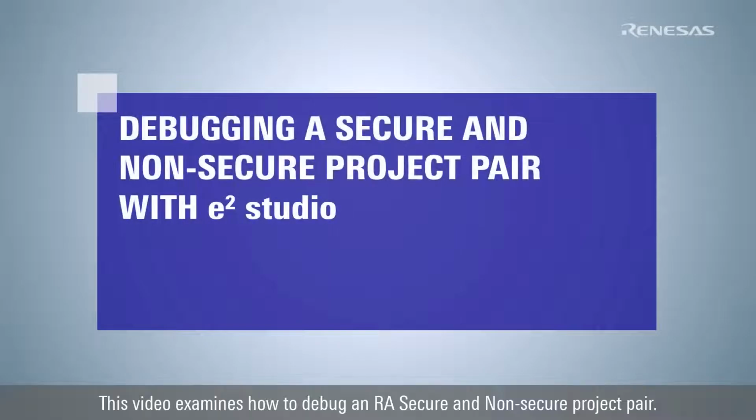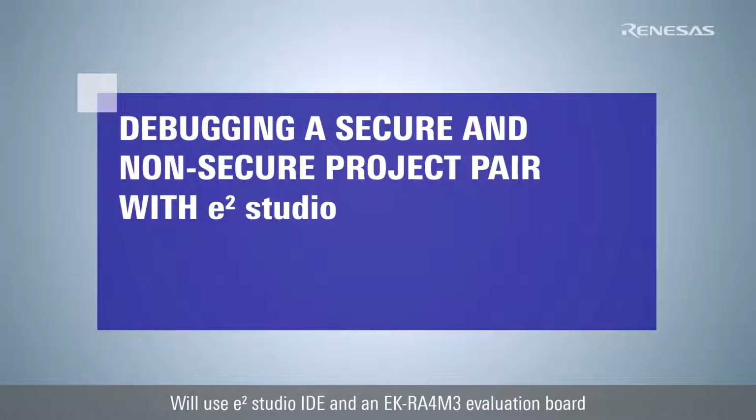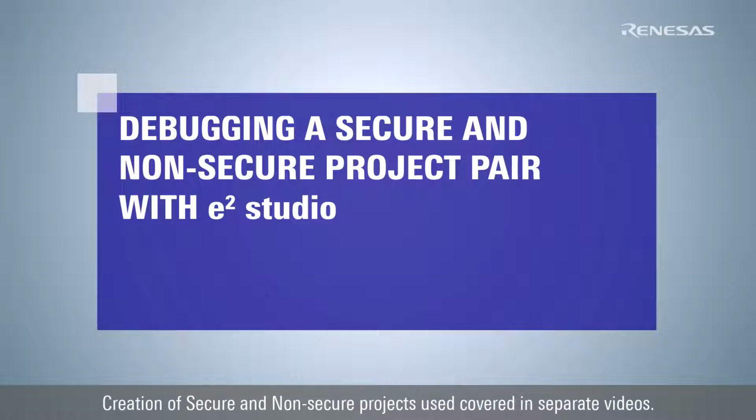Hello, in this video we will look at how to debug a Renesas RA Family MCU secure and non-secure project pair. We will be using Renesas E2 Studio IDE along with an EK-RA4M3 evaluation board with its integrated J-Link OB debug probe. Note that the creation of the secure project and non-secure project were covered in separate videos.